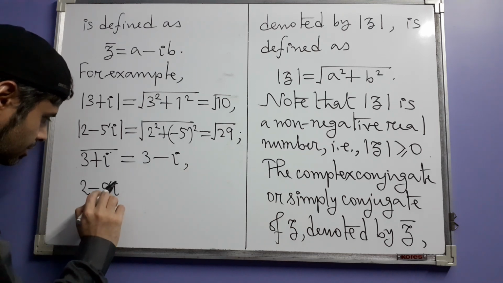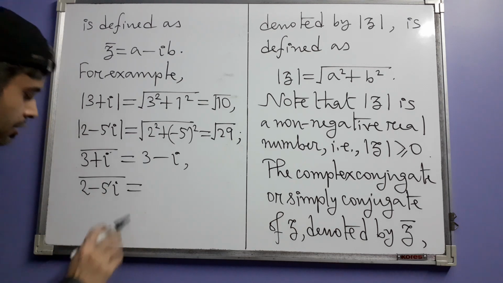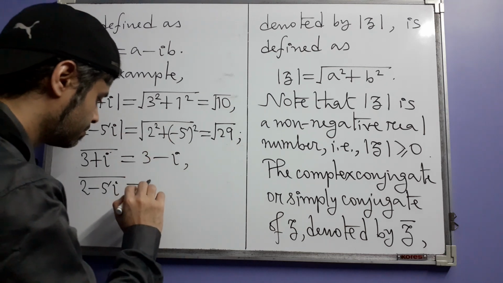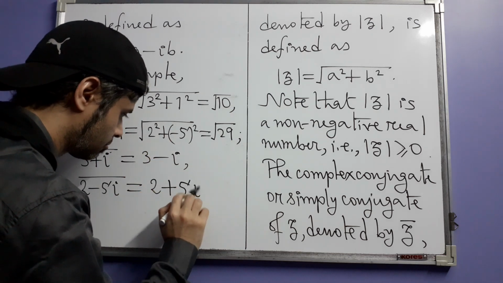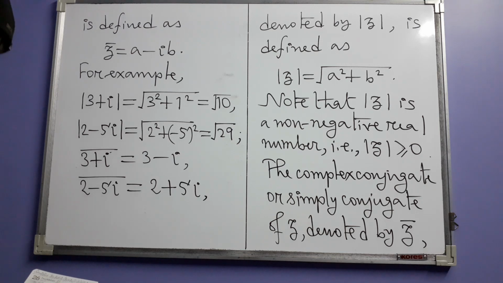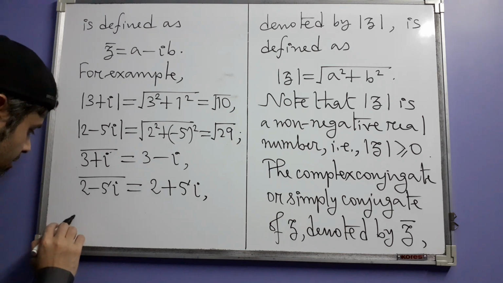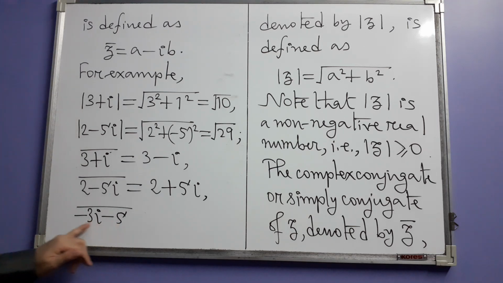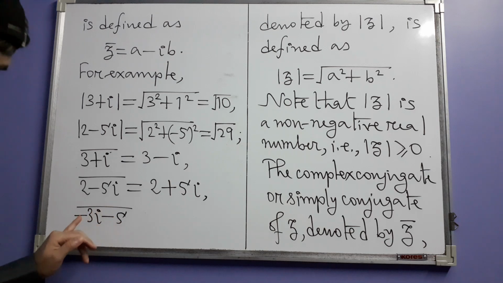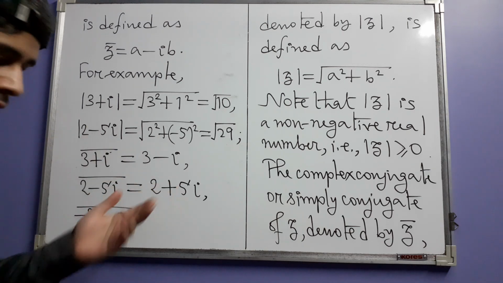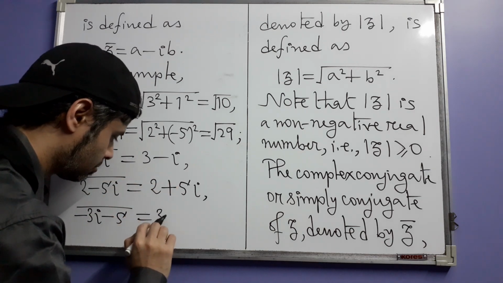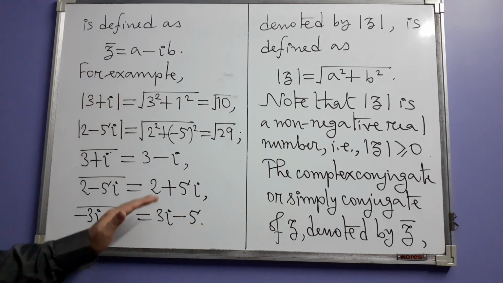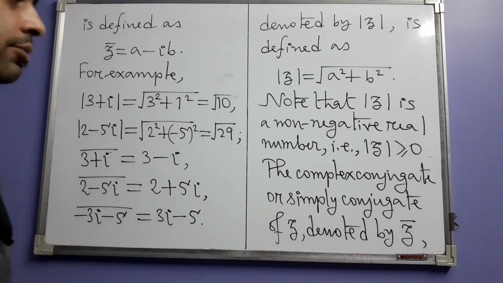What's the complex conjugate of 2 minus 5i? The imaginary part here is minus 5. You change that to plus 5. Let's see another one. Minus 3i minus 5. What is the imaginary part of this complex number? It's not minus 5, it is minus 3. You change that to plus 3. The rest remains same. Okay, so that's how you have to take complex conjugate.